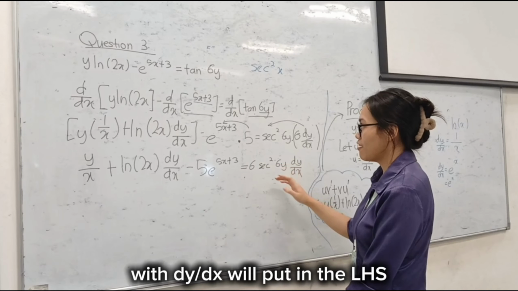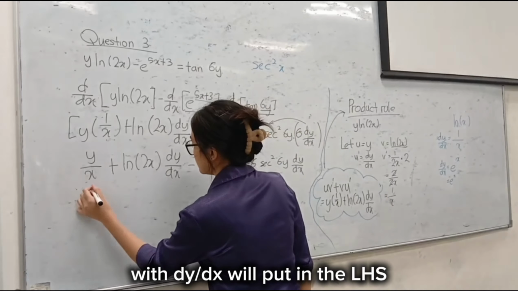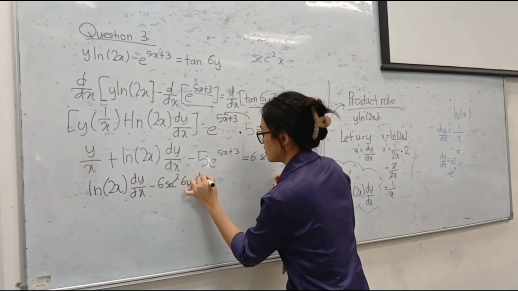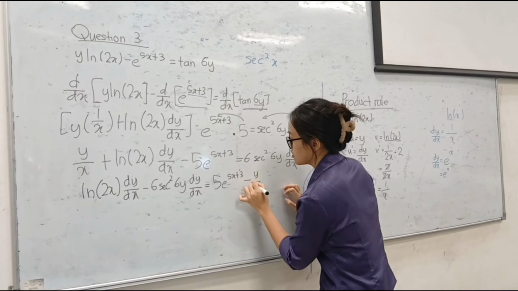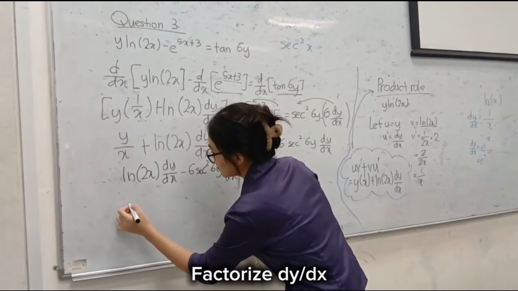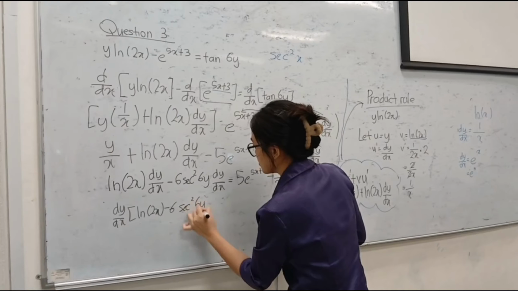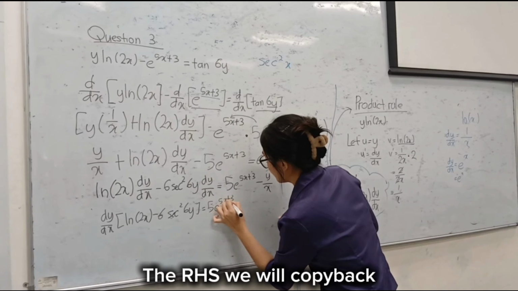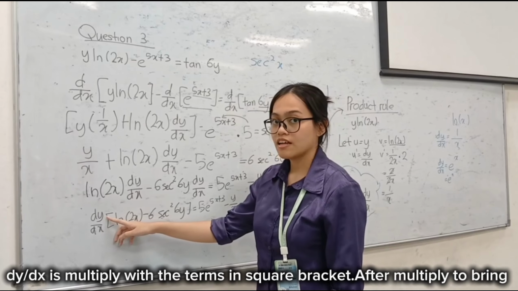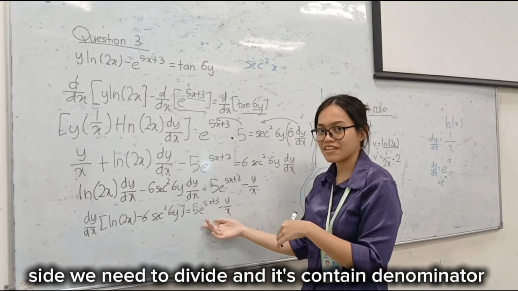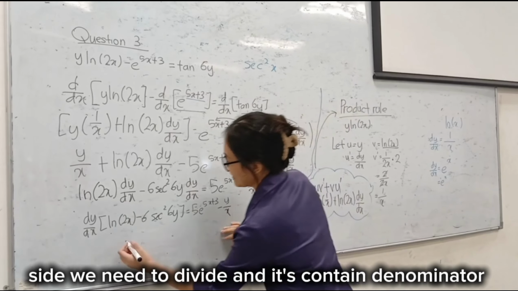Then after that, dy over dx we put in the left hand side, and the other dy over dx we will put in the right hand side. So then we factorize dy over dx. On the right hand side, we just copy back. Then as you can see, dy over dx, and here is this. This is multiplied. The multiply we bring back to the other side because it is the denominator.